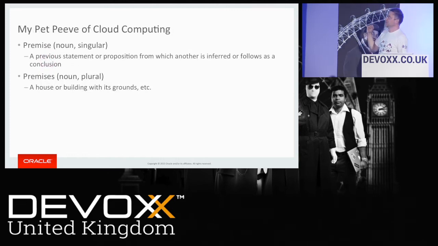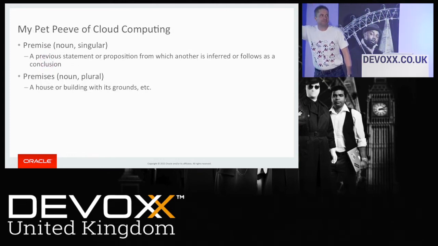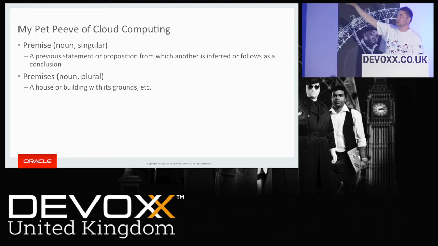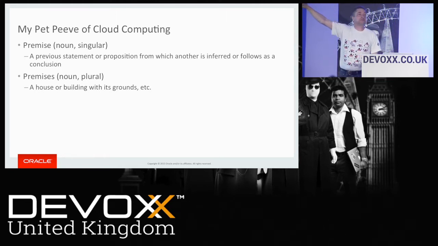Now, the other thing I'm going to talk about here is my pet peeve of cloud computing. There are two words that get used: premise and premises. If you look it up in the Oxford English Dictionary, premise is a noun, it's singular, and it means a previous statement or proposition from which another is inferred or follows as a conclusion. Premises, which is a plural, means a house or building with its grounds. So when people talk about cloud as being on-premise, it makes no sense. When people talk about cloud as being on premises, it does make sense. So I will end my rant there.